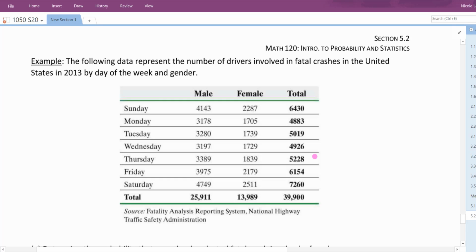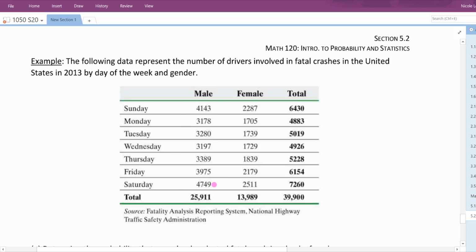It says that the following data represent the number of drivers involved in fatal crashes in the United States in 2013 by day of the week, so the day of the week that the fatal crash happened, and by gender. Okay, so the gender of the person driving. So here you have the days of the week, so the day that the fatal crash occurred, along with the totals. And then you also have it broken down by gender.